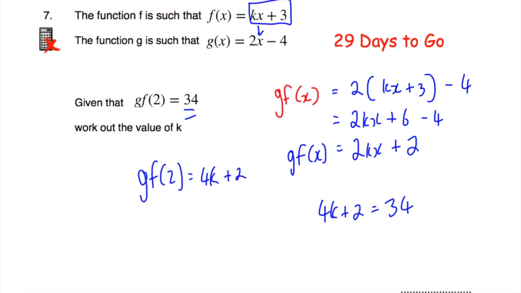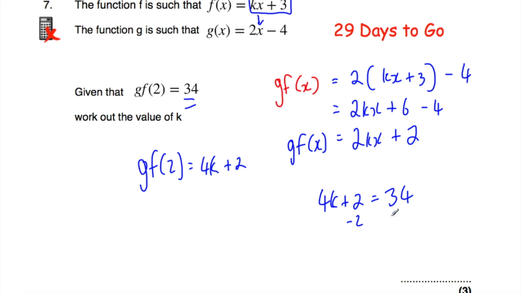And then if we just solve this equation, we'll find k. So let's take away 2 and take away 2, and we get that 4k is equal to 32, and then divide by 4 and divide by 4, and we get that k is equal to 8.